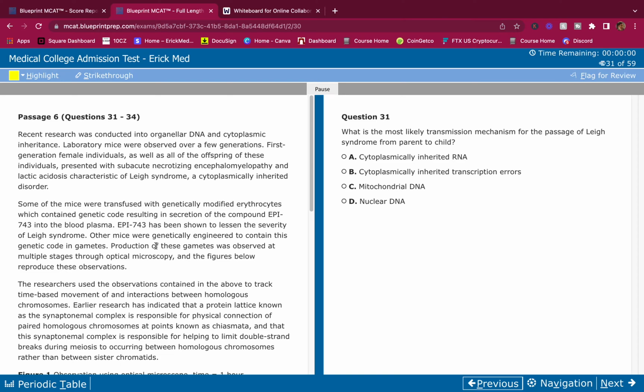Alright, I'm going to break it down now. I'm going to show you guys where to highlight, how to pick the best answer, how to interpret figures, all that stuff. Let's begin.